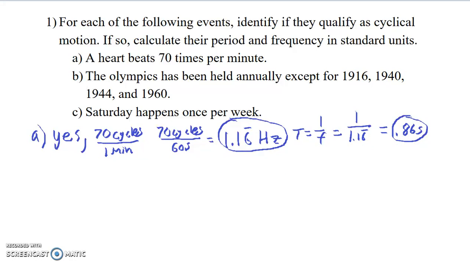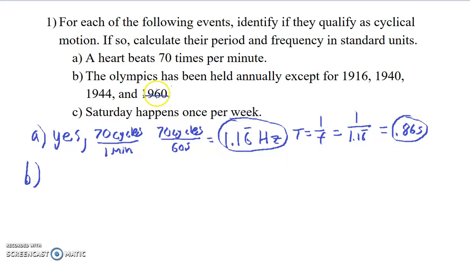The next one is talking about the Olympics. So it's saying, okay, well, the Olympics is held annually, except for 1916, 1940, 1944, and 1960. I think that actually might be wrong. I think it was held in 1960. But regardless, the Olympics is held regularly except for these couple dates.